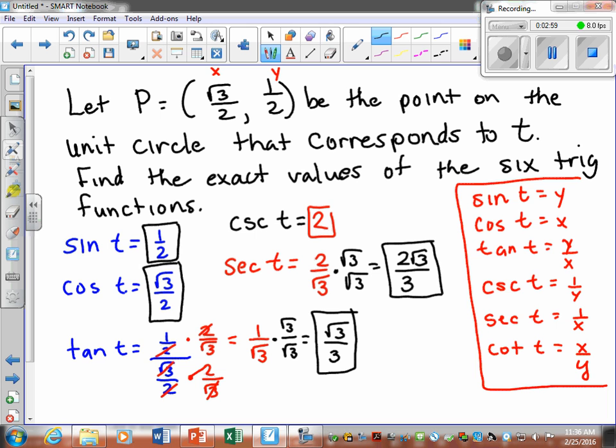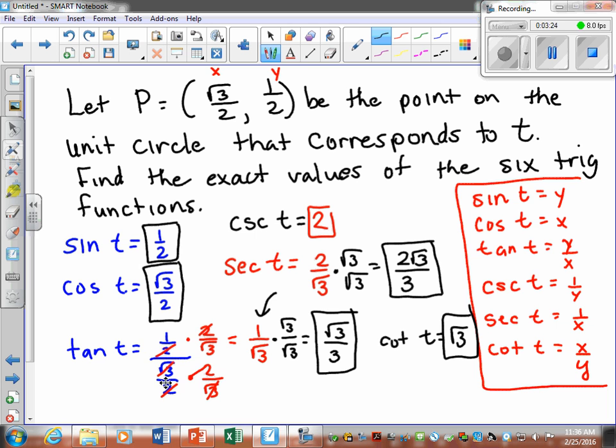Okay, and our last one is going to be cotangent of t, which would be our x over our y, or this was our answer the first time before we didn't rationalize it. What if we did the reciprocal of this? We would just get square root of 3 over 1, which is just square root of 3.